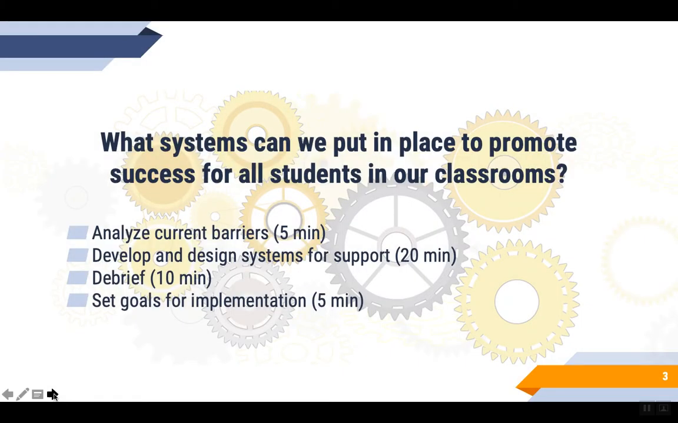So, what systems can we put in place to promote success for all students in our classroom? First thing we're going to do is analyze our current barriers, and then you're going to break up into 3 separate groups to develop and design a system for support under a specific category. That's going to be the bulk of your time in this session today. Then we're going to come back together at the end to debrief. We'll explain what we learned, explain the goals that we set, and then finally set our date for coming back together after we've tried putting some of these systems in place to see what next steps we can make.